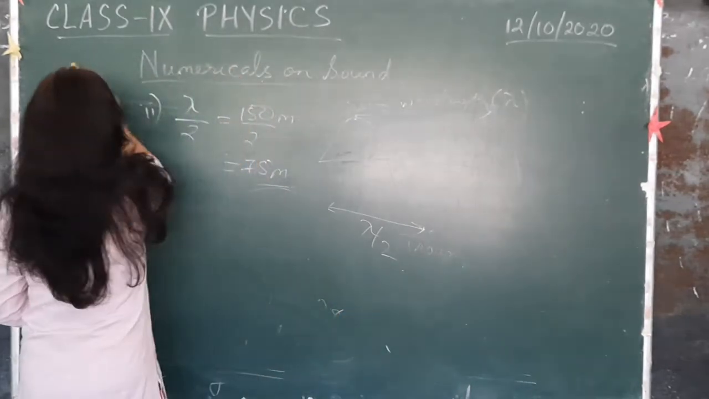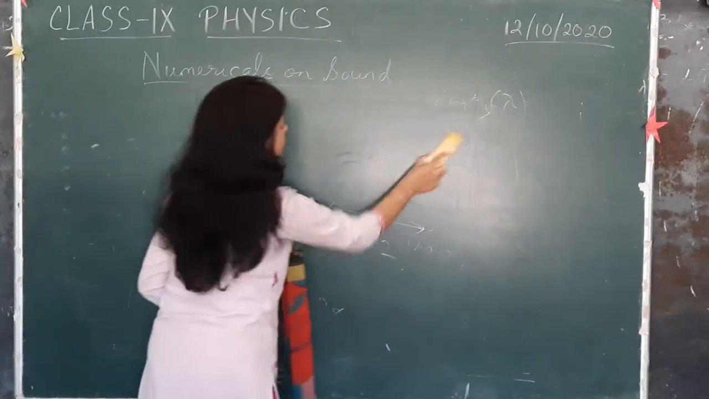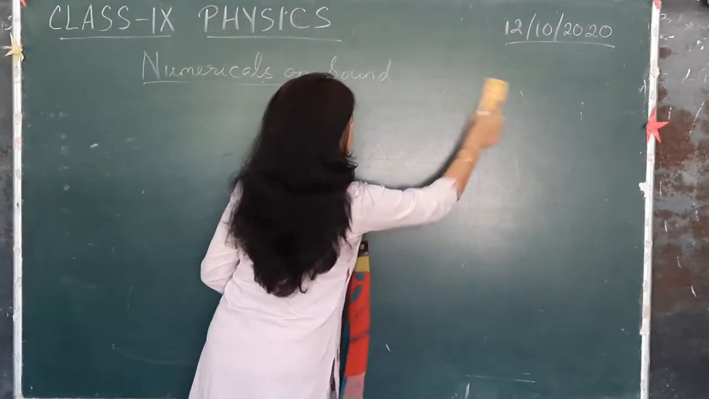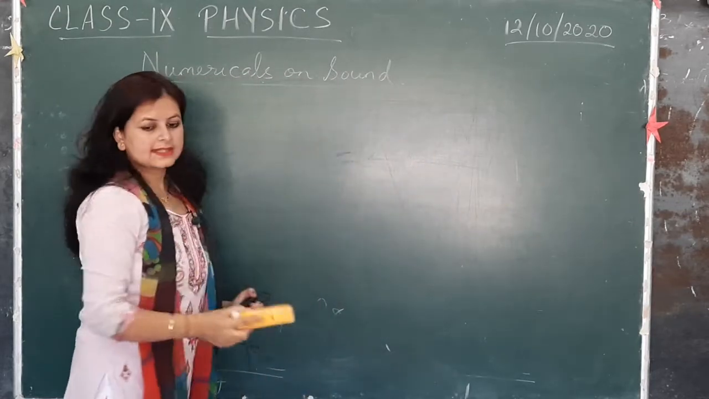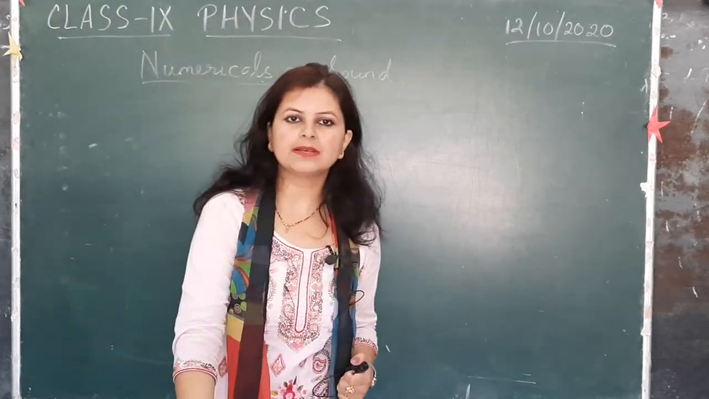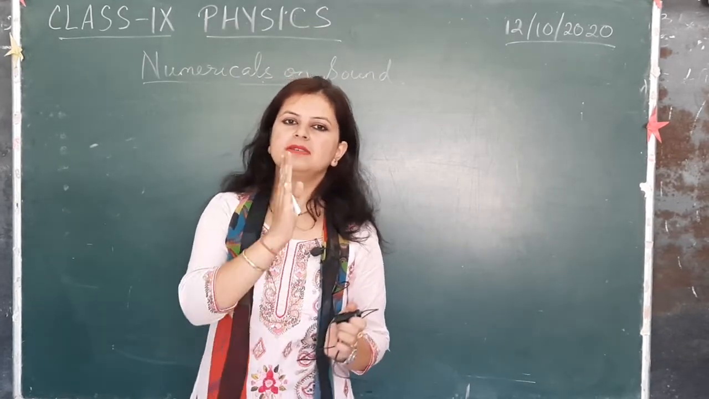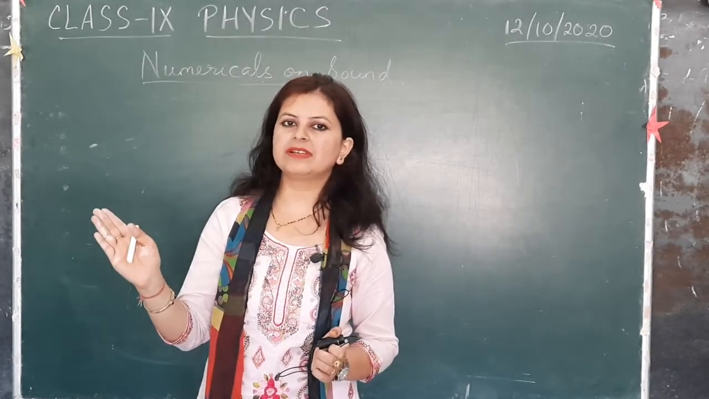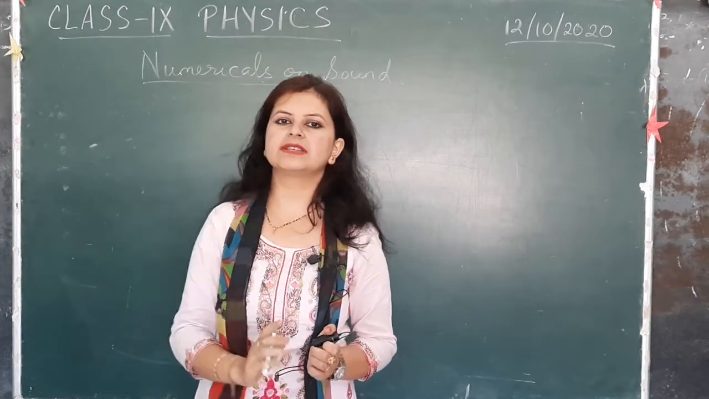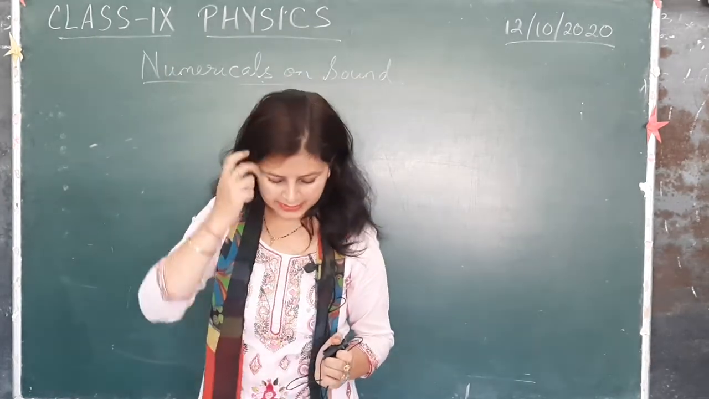So this is how you solve numericals related to crest and trough. That means distance between crest and crest is one wavelength, but distance between crest and trough is half a wavelength. Or you can say distance between trough and trough is one wavelength, and distance between a trough and its adjoining crest is equal to half a wavelength. Okay.